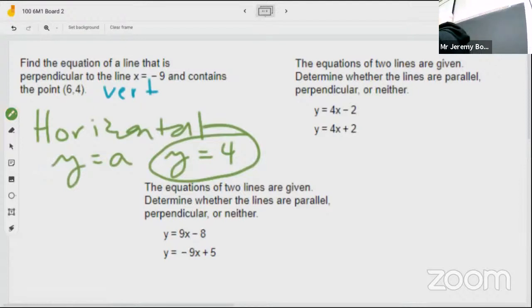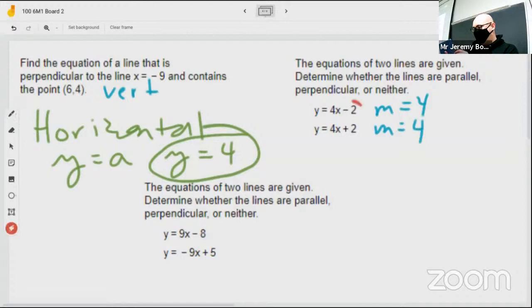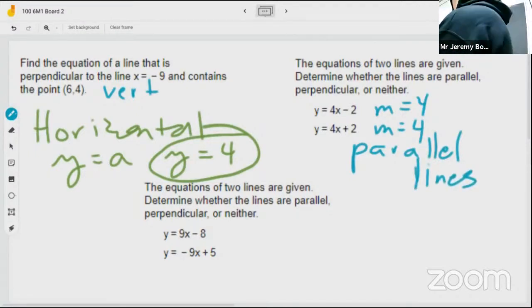All right, for the last two, we want to determine if they're parallel, perpendicular, or neither. What about these first two? We've got y equals 4x minus 2 and y equals 4x plus 2. What we want to look at is the slope. So the slope of this one is 4. The slope of this one is 4. It's the same. So we're thinking they're parallel, but we also have to check what? Their y-intercepts. The y-intercept for this one is -2. The y-intercept for this one is +2. If they're different, that means they're not the same line. So these are parallel lines. If they were the same, then they would be the same line, so they're not parallel. Check that the slopes are the same and the y-intercepts are different. If it's horizontal, make sure the other one's horizontal. If it's a vertical line, make sure the other one's a vertical line, if that's the case.